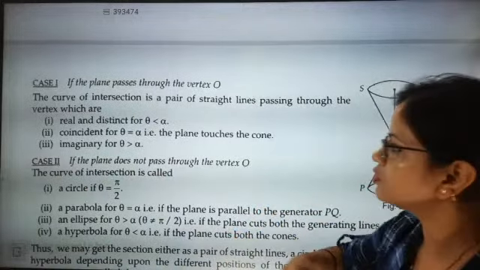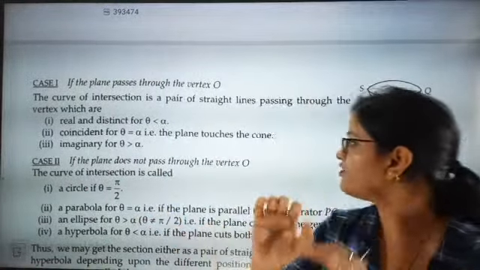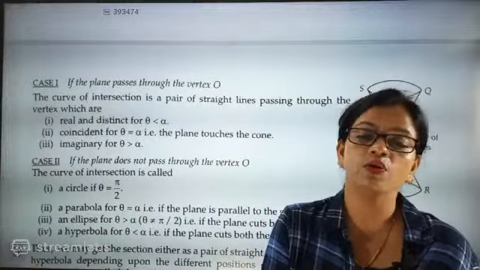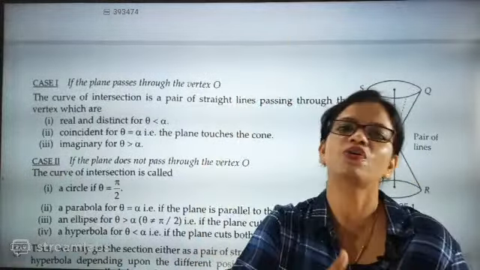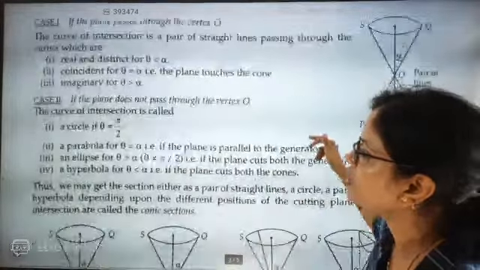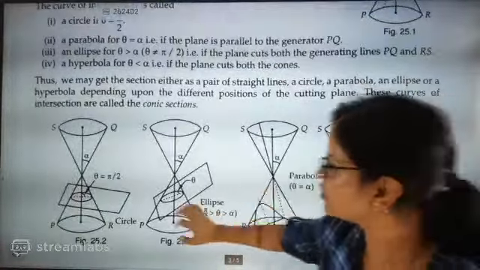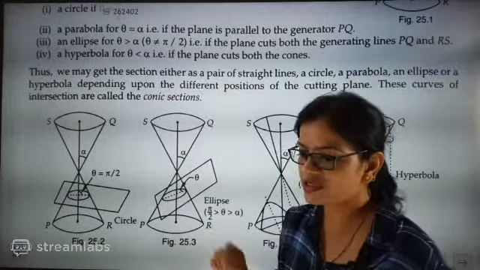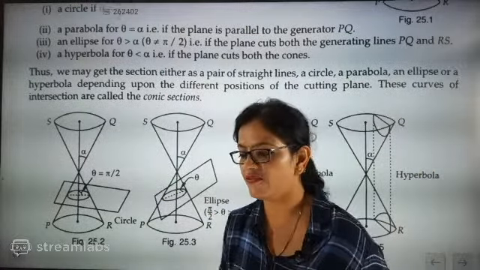Now we are going to go towards the most important one. If the plane will not pass through the vertex, and the plane is going to cut the different sections of the cones, then what will happen? Now the first section cut. This PDF will be available to you once the class is over.